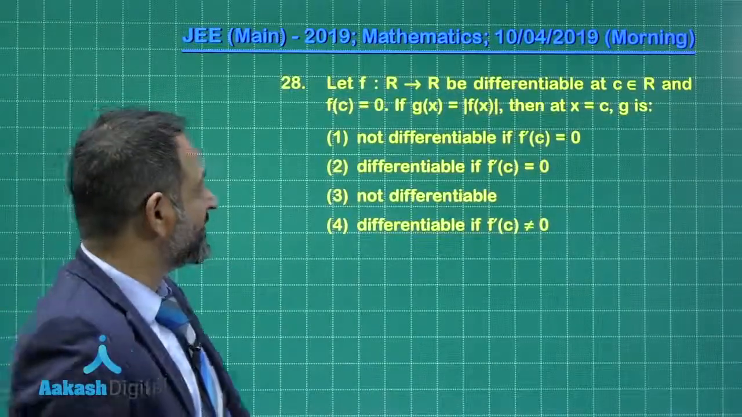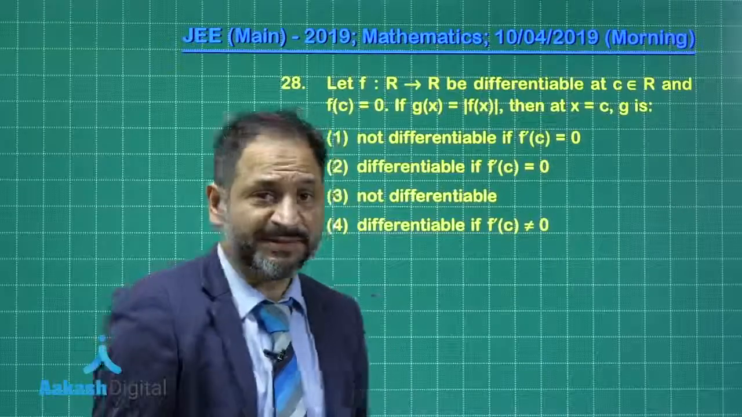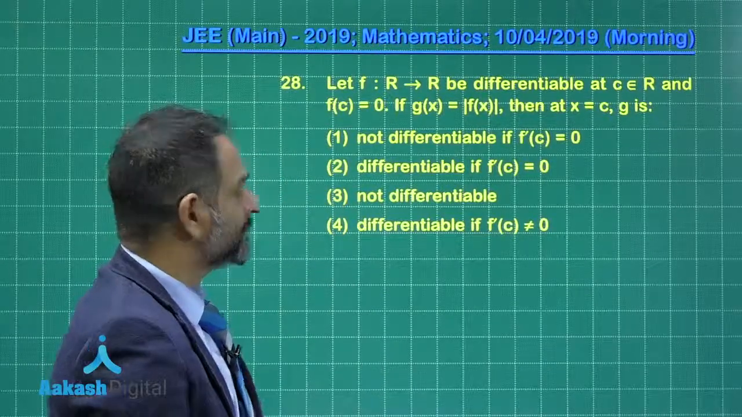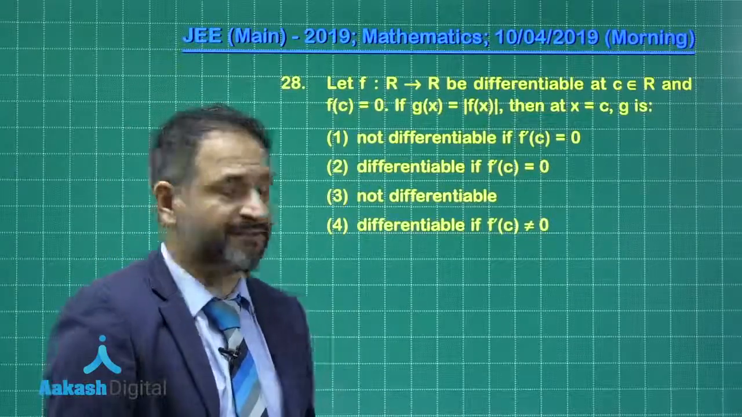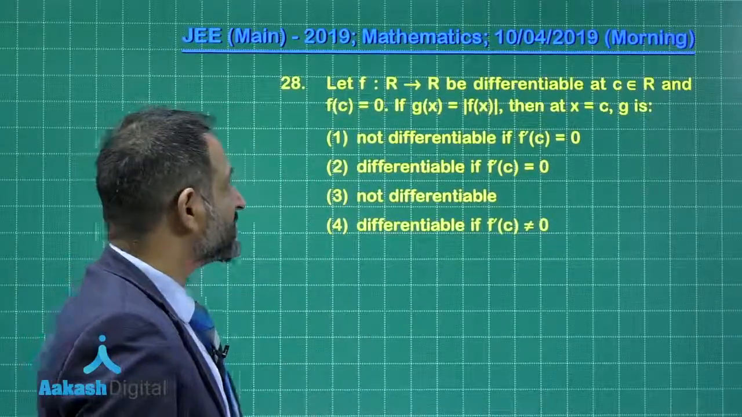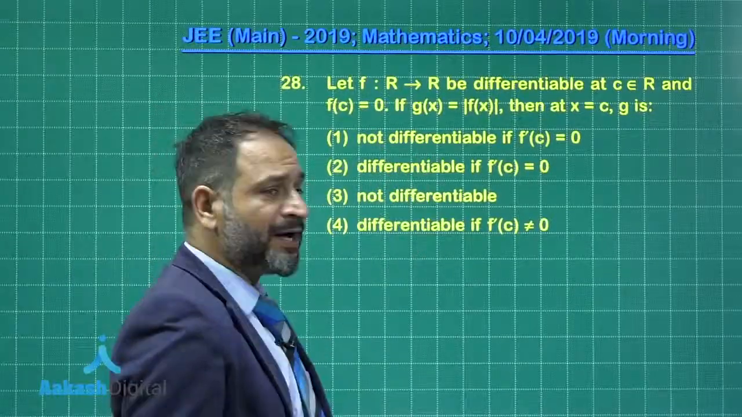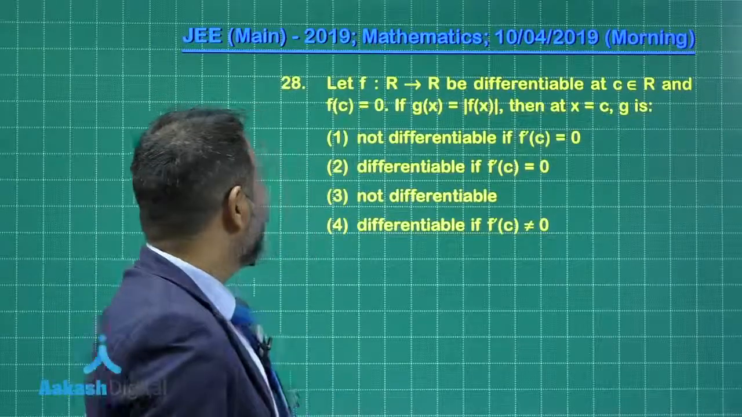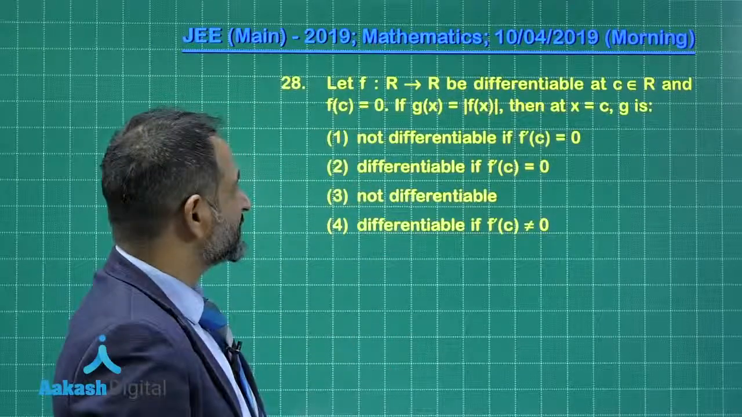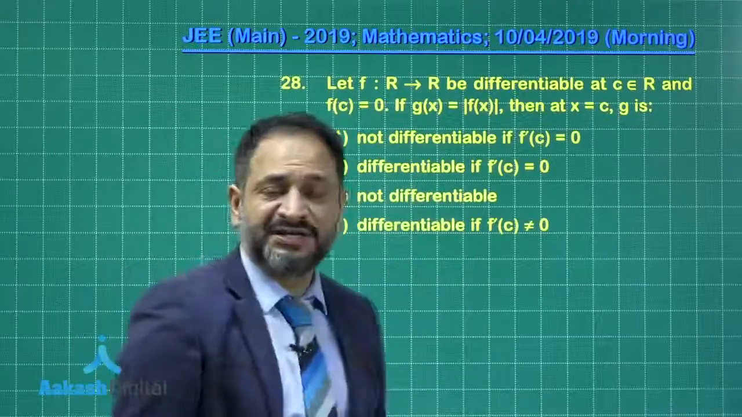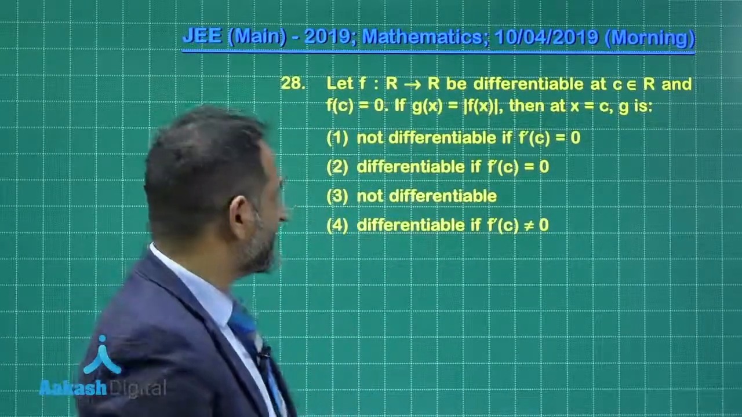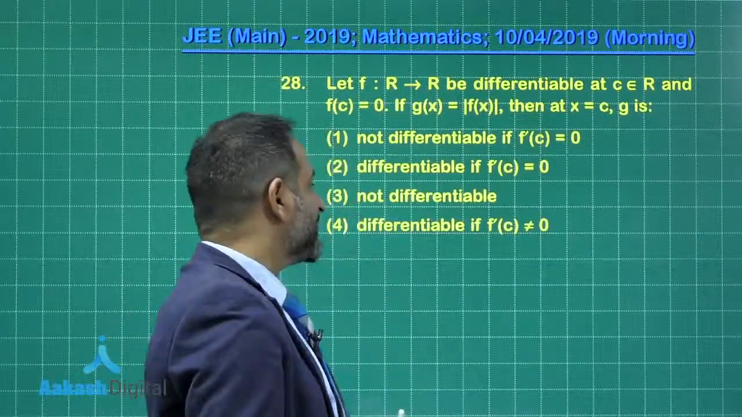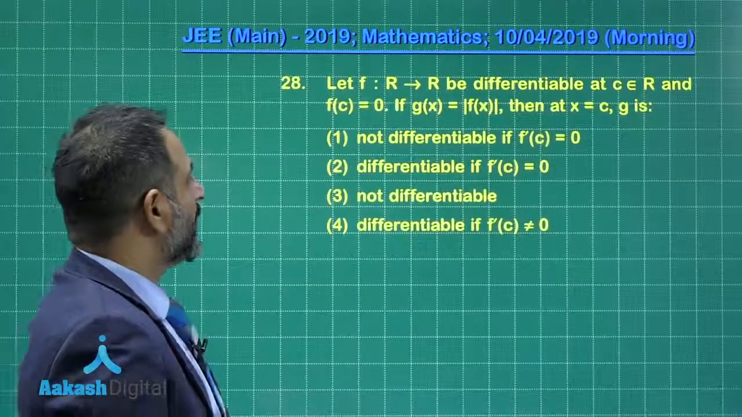Next question is based on a very important concept of differentiability, and although this question seems to be complicated, we can solve it with the help of a graph. What is given here is a function from R to R, differentiable at c which belongs to R, and f of c is equal to 0. Now there is another function g of x which is modulus of f of x. We have to find whether g of x is differentiable at the same point or not.